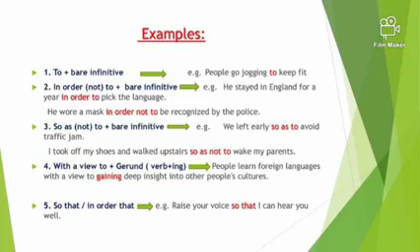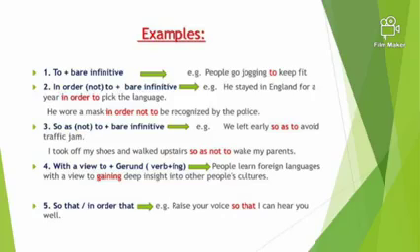Number 3, so as to plus bare infinitive. For example, we left early so as to avoid traffic jams. So we have here so as to plus bare infinitive, which is avoid. I took off my shoes and walked upstairs so as not to wake my parents. We have so as not to plus wake.